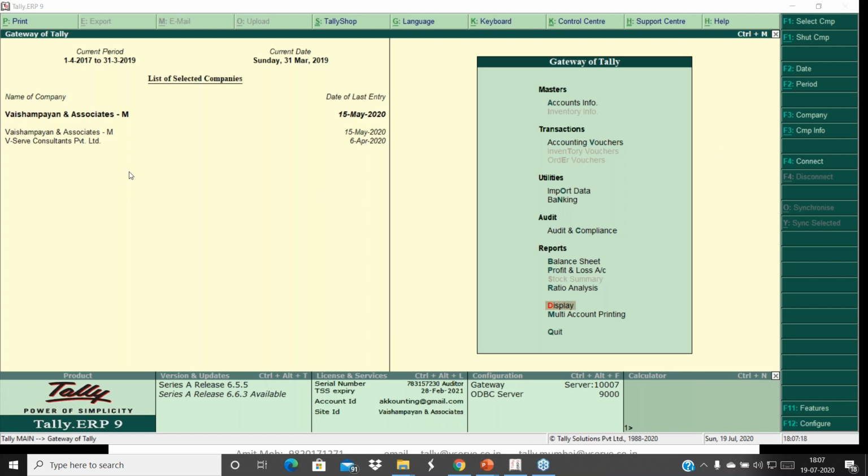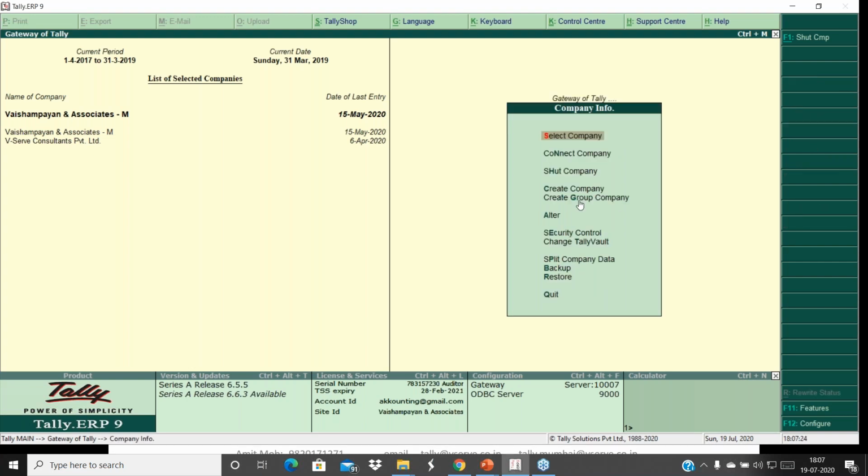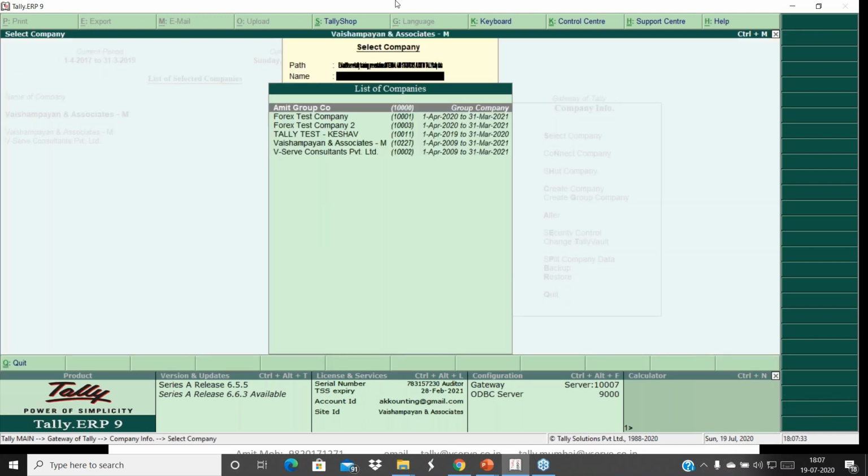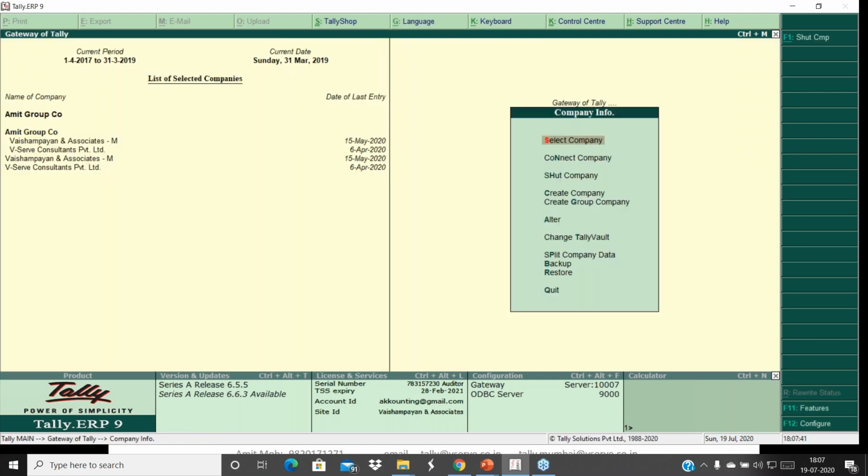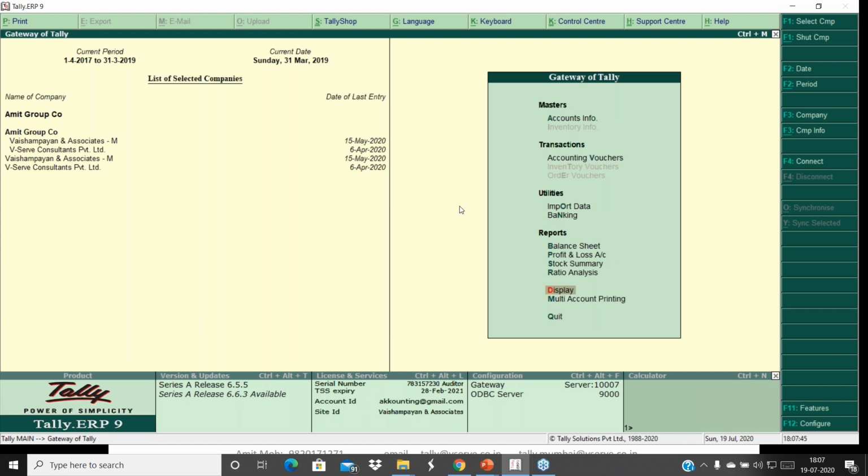I'm just showing you this. If you have both the companies open, you can just go to company info. You have this option called create a group company. In my case, I have already created a company for my group. So if you can see this, Amit Group Company is what I have already created. I'm selecting this company as Amit Group Company, and now I'm taking you to the profit and loss account.